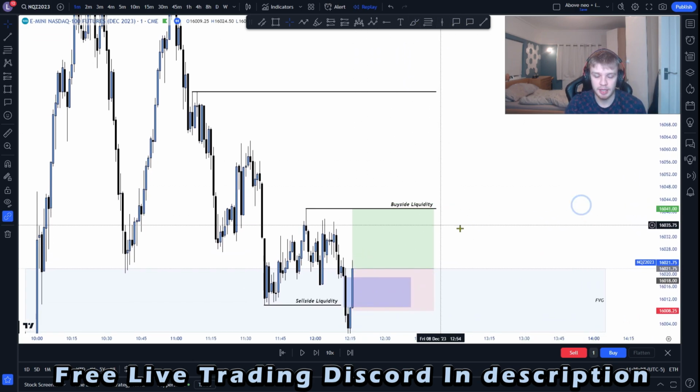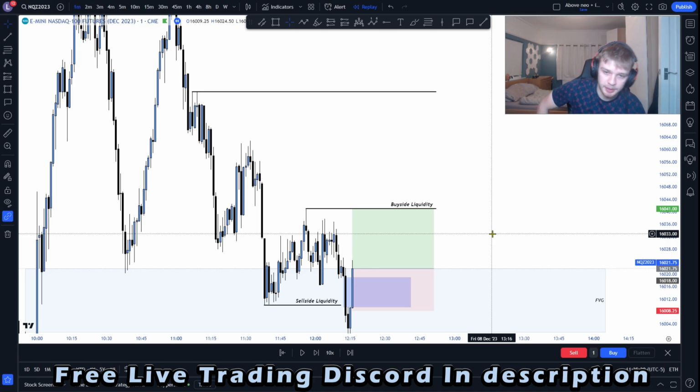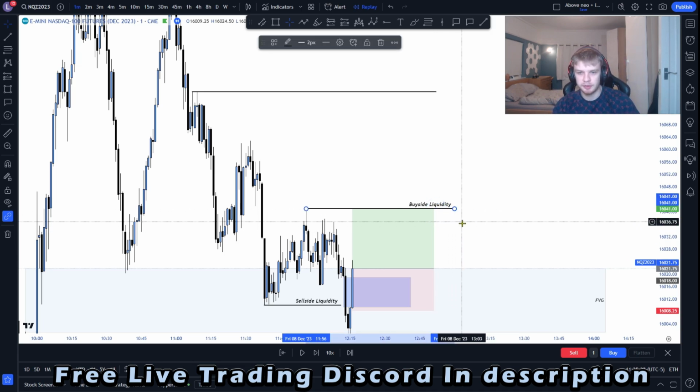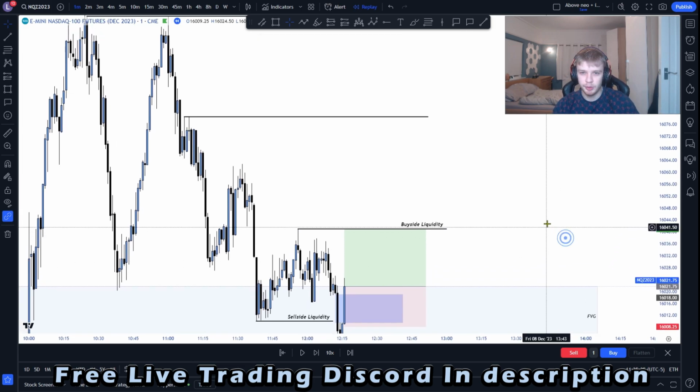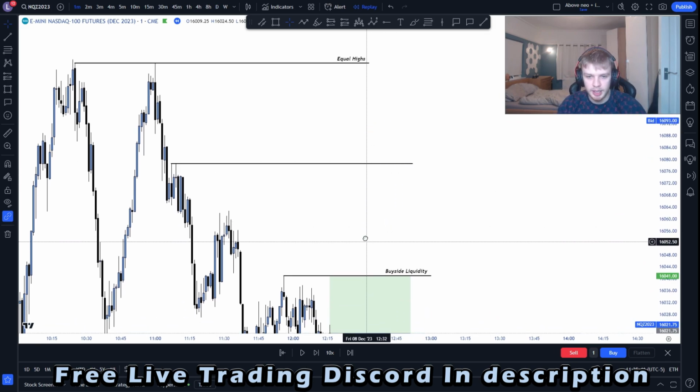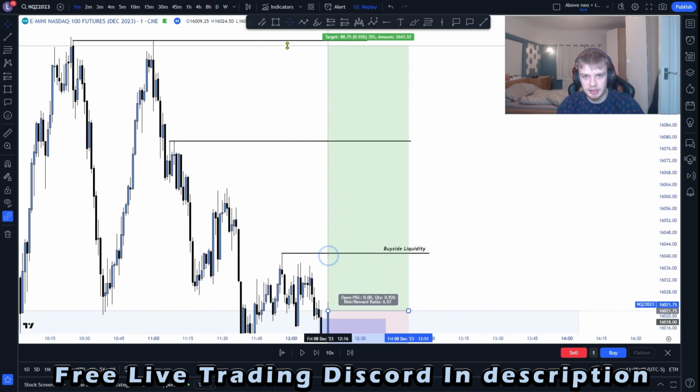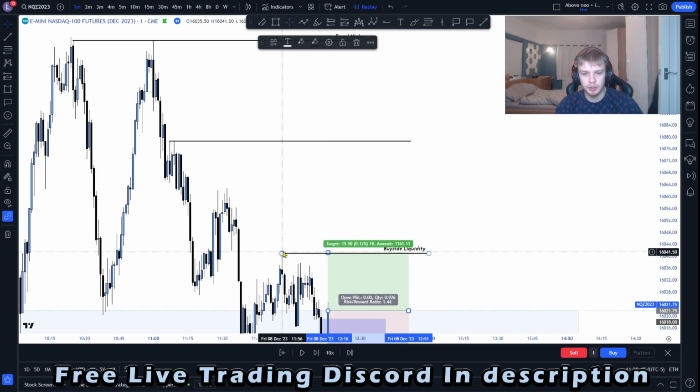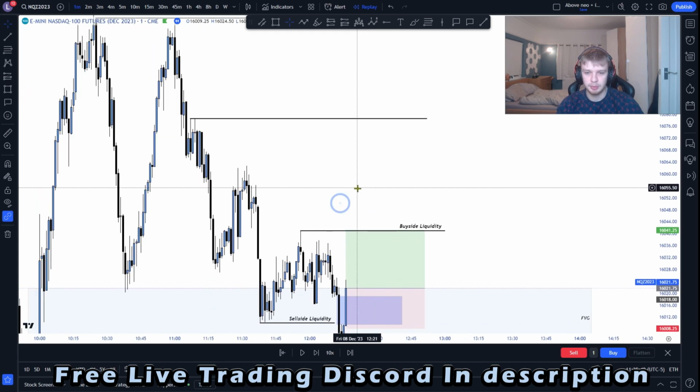Now, there are multiple ways that you could manage this position. I personally would take most of my position off here. Although, yes, I am looking for these equal highs here and these should be the draw on liquidity, you don't know that at the time, and obviously this is such a big move. This is a 90-point move. I would not hold 100% of my position for that much of a move.